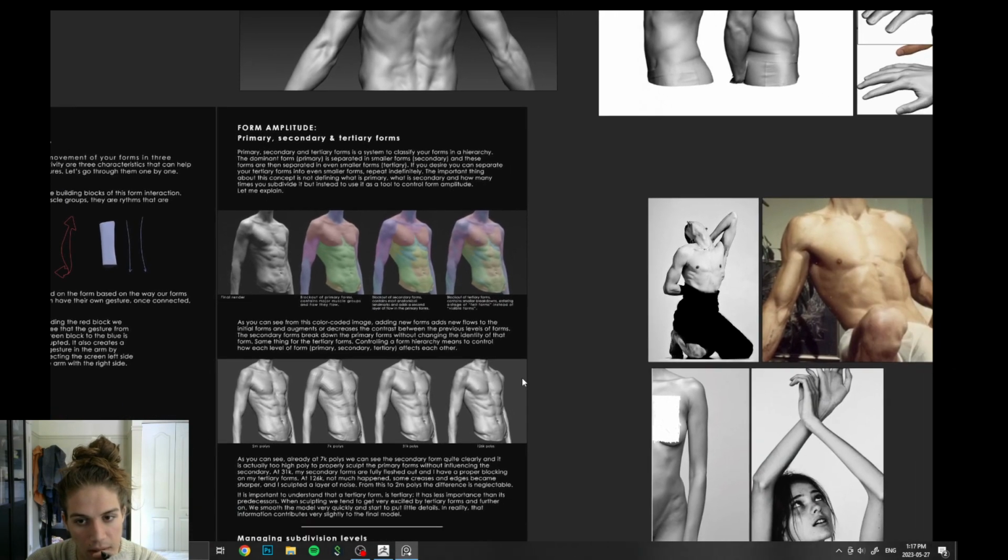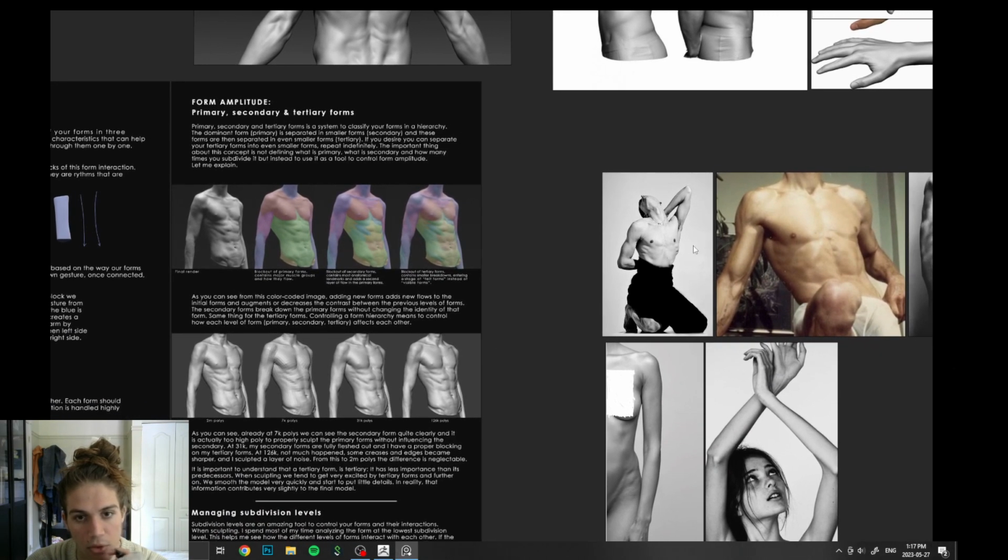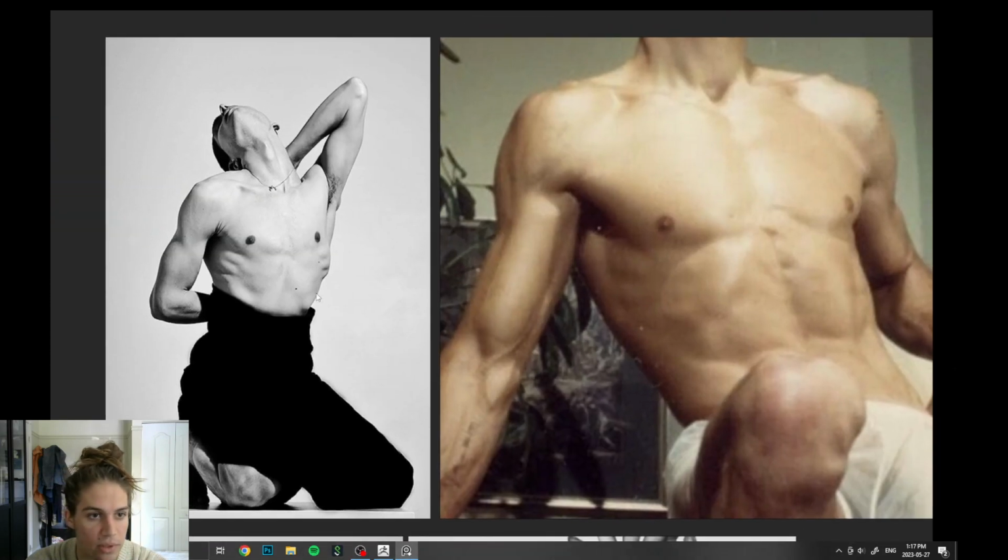And you're going to see if you watch two different references, they have a different hierarchy of forms. So we can see this one has really, really strong big shapes. You can see it's very clear that you have big shapes. Let's try to separate it.